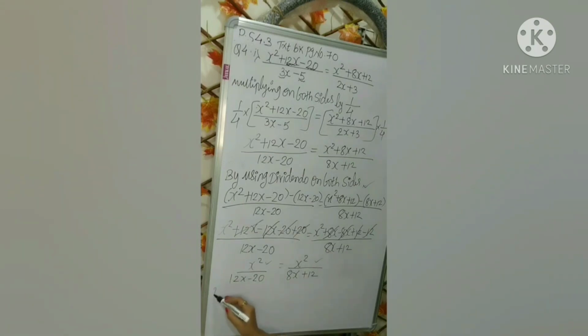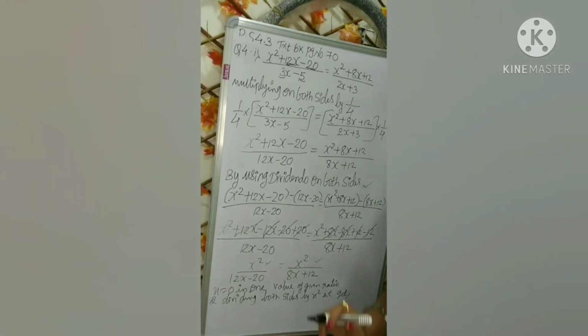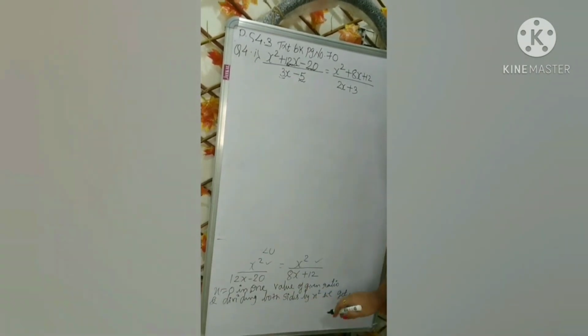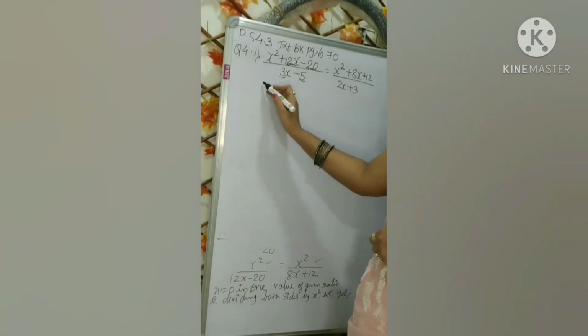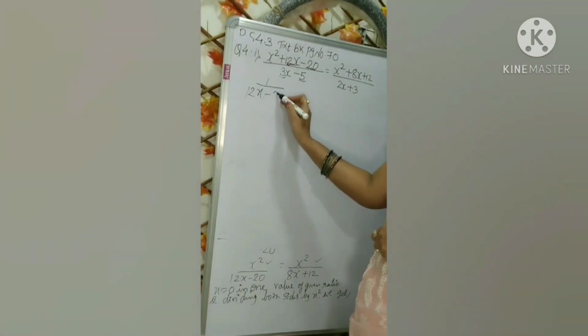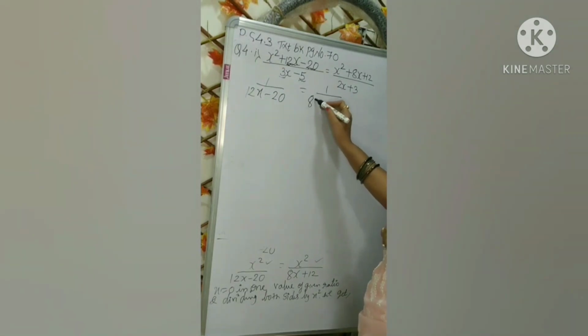So let's take x is equal to 0 as one value of the given ratio, and dividing both sides by x square, let's see what do we get. Now dividing on both sides by x square, what is it that I'll get? I will get 1 upon 12x minus 20 is equal to 1 upon 8x plus 12.